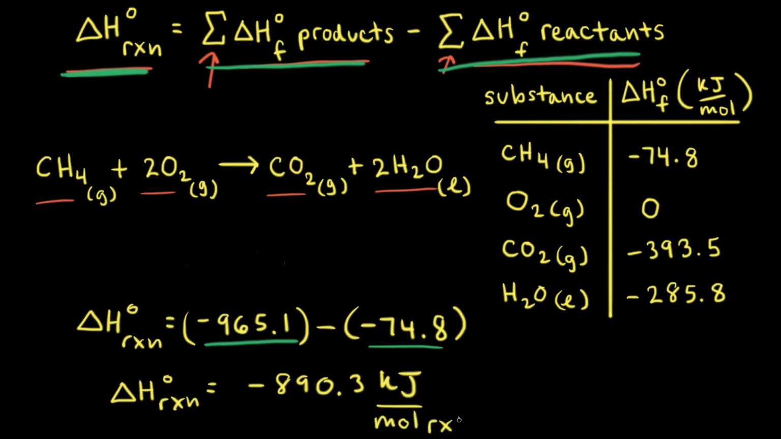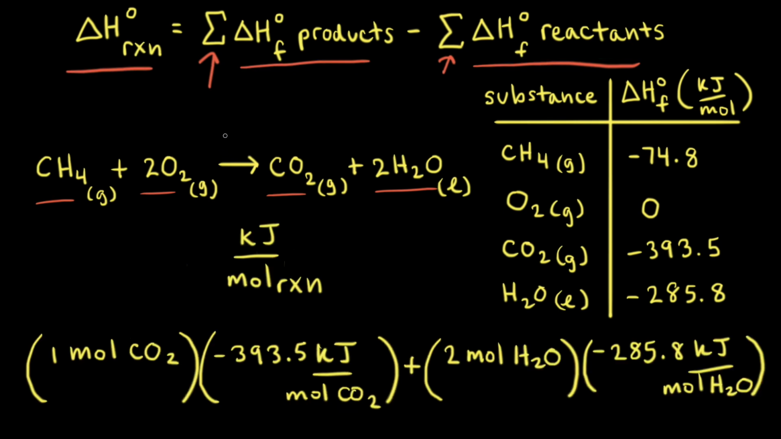For the units, sometimes you see kilojoules, sometimes you see kilojoules per mole, and sometimes you see kilojoules per mole of reaction. And what kilojoules per mole of reaction means is how the balanced equation is written. For this balanced equation, we're showing the combustion of 1 mole of methane. So combusting 1 mole of methane releases 890.3 kilojoules of energy. So that's what kilojoules per mole of reaction is referring to.